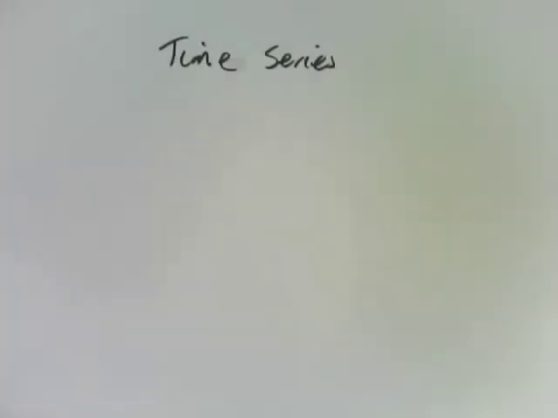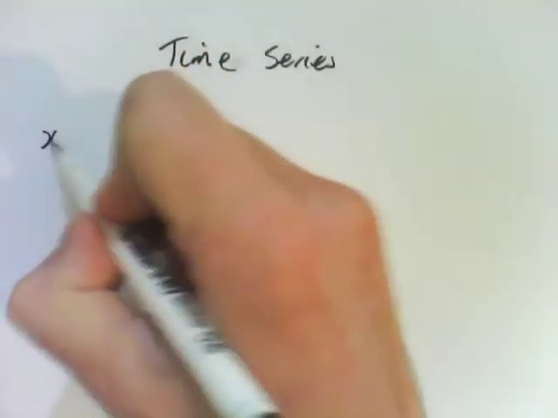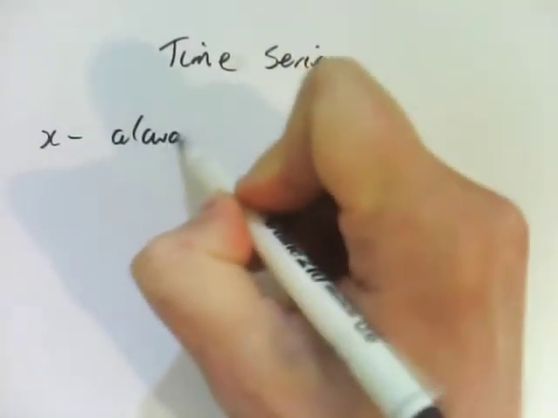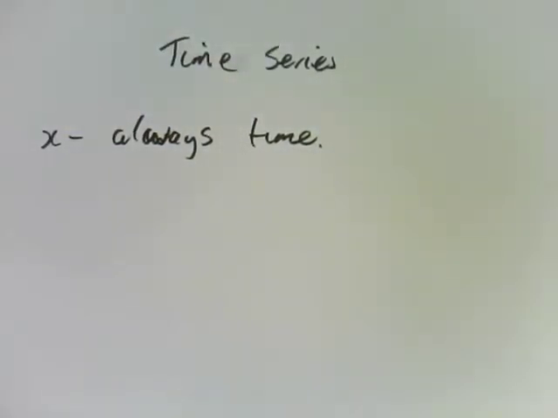Time series, as the name implies, a series over time. So the x is always time in these. So x is always time, and these will vary over time in a couple of different ways.